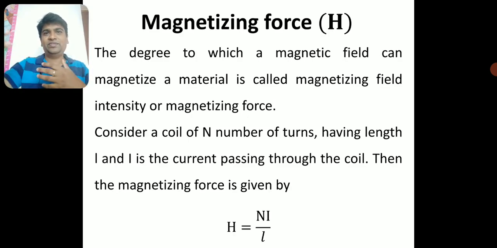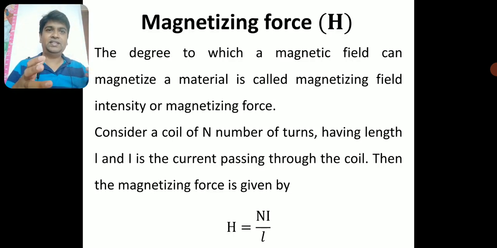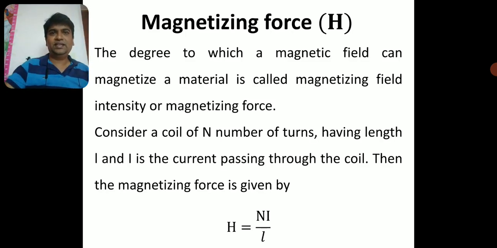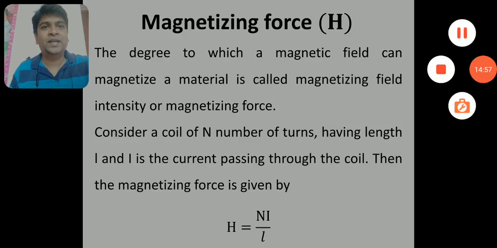The perspective is different. The student's perspective of learning is different. A teacher's perspective of looking at the student and the effective teaching will be different. So the degree to which a magnetic field can magnetize a material and the extent to which a material is magnetized, both are different. That's intensity of magnetization. This is magnetizing force. Right.